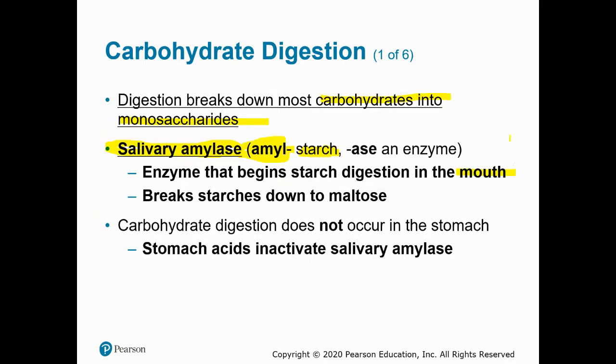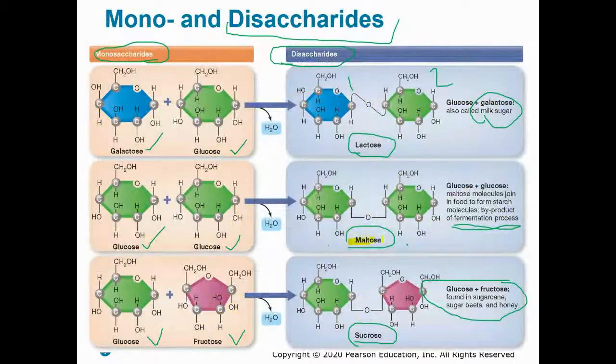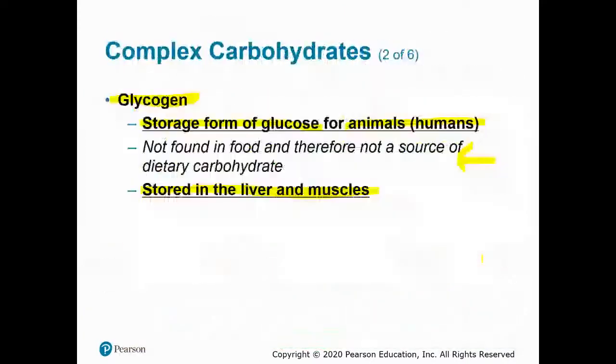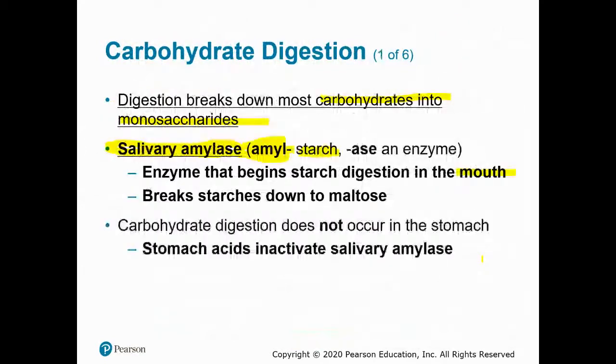Remember also, going all the way back to here, I said that maltose really only exists as part of the digestive process, right, or fermentation. So when we break amylose and amylopectin down, we're breaking them down into disaccharides and then ultimately into monosaccharides. We wind up with a fair amount of maltose in the digestion of amylose and amylopectin. So it breaks starches down to maltose.